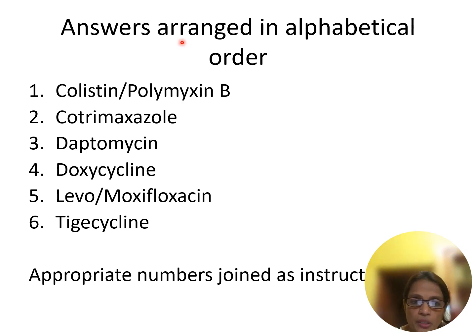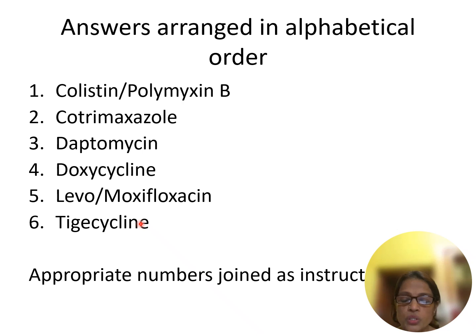See, here I had showed you a host of antibiotics, and the antibiotics that have to be avoided in lower respiratory tract infection and pregnancy are given like this: colistin or polymyxin B, then cotrimoxazole, then daptomycin, doxycycline, levofloxacin or moxifloxacin, and tigecycline.